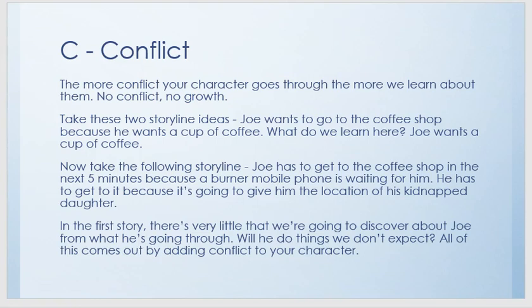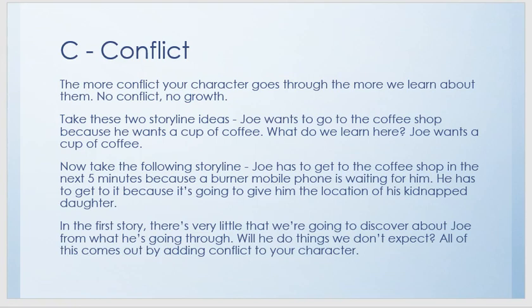Like the backstory, conflict is going to add far more to your character, and by the end of the book, that character is going to be completely different from the start of the book. By the end, Joe's probably going to be standing with his arm around his daughter, hugging and kissing her. But that Joe at the end of the book isn't the character from the start of the book.